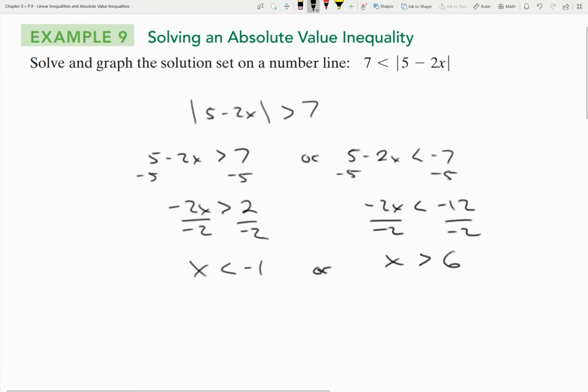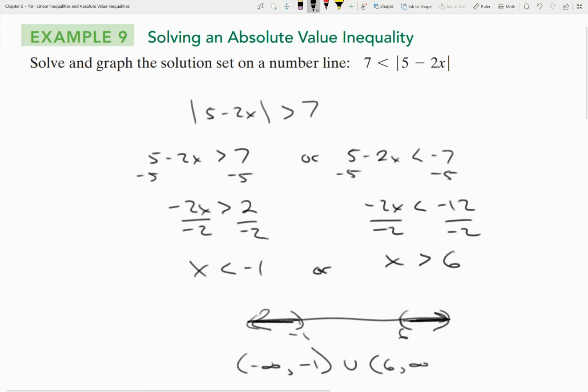Right, this is an or inequality, so my graphs are going to go different directions. And you can see that x is greater than 6 and x is less than negative 1. With my interval notation, I'm going to say this graph goes from negative infinity to negative 1, parenthesis, union 6 to infinity. Two separate pieces to the graph.